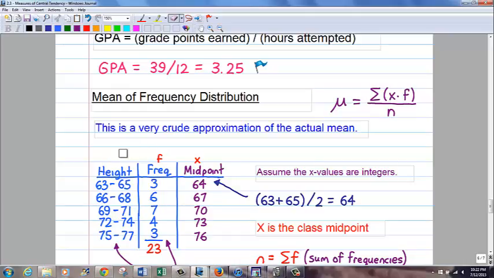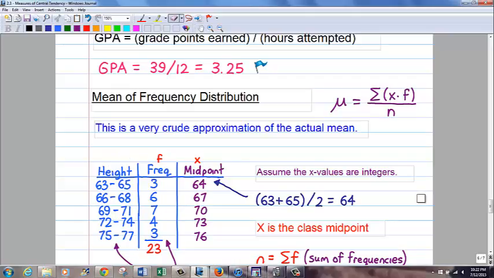So all you know from this data is that between 63 and 65 we have 3 numbers. 66 to 68 is 6, so forth, so on. And we do know there's 23 total numbers by adding up the frequencies. So you're only given these 2 columns. You're not given this midpoint. The midpoint, I'll show you in a second how to calculate.